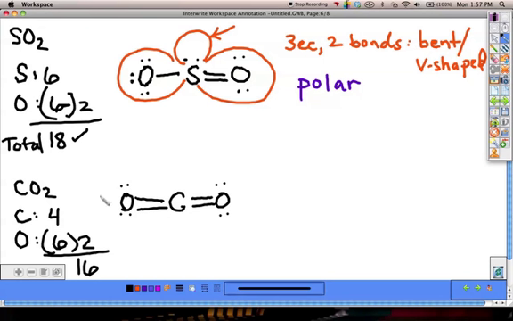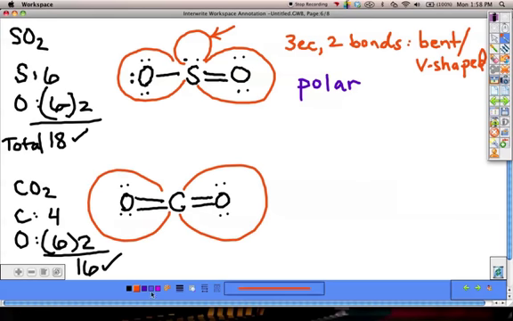Let's see if I have a total of 16. I have 2, 4, 6, 8, 10, 12, 14, 16, and absolutely I have 16 total. I have 2 electron clouds, both of which are bonds, which means I have a linear shape. Linear shapes are always going to be nonpolar.